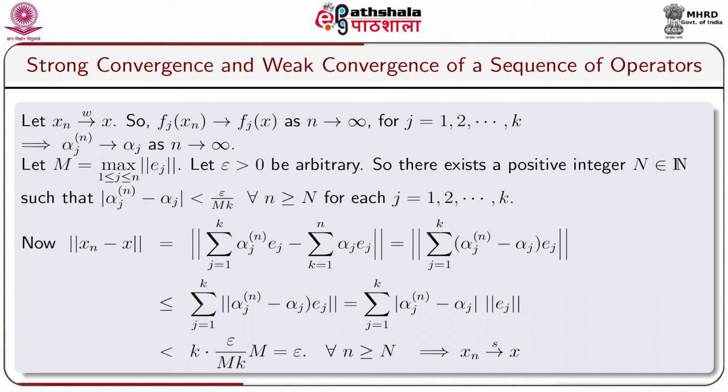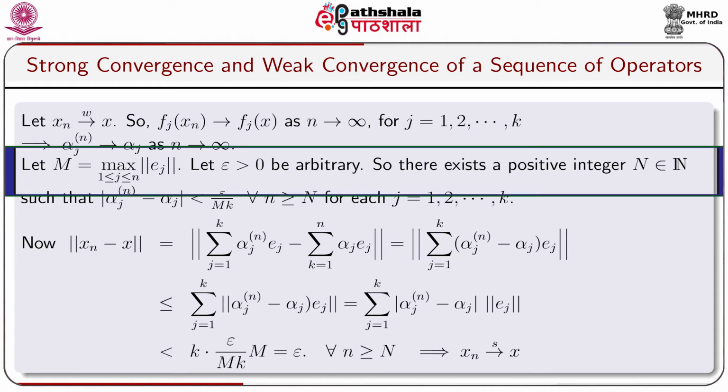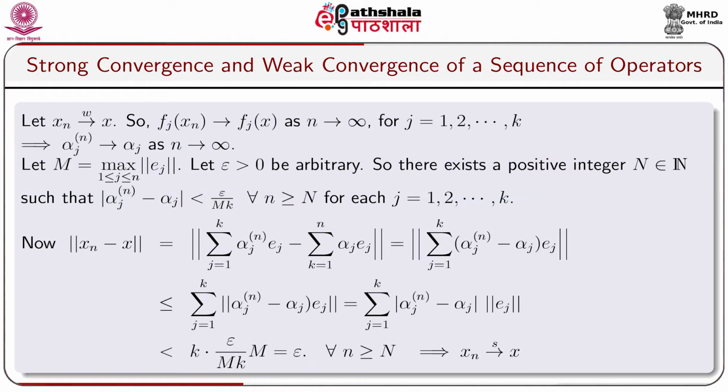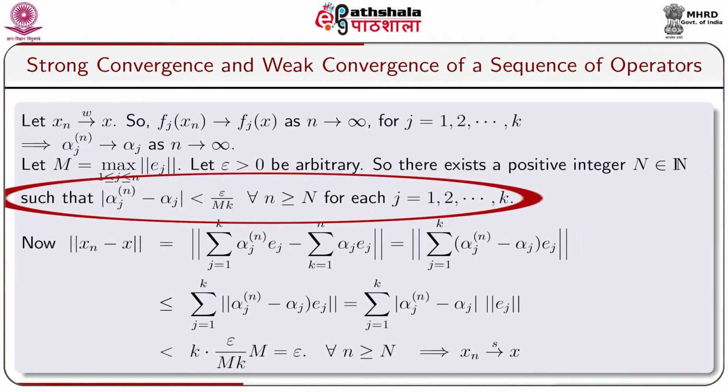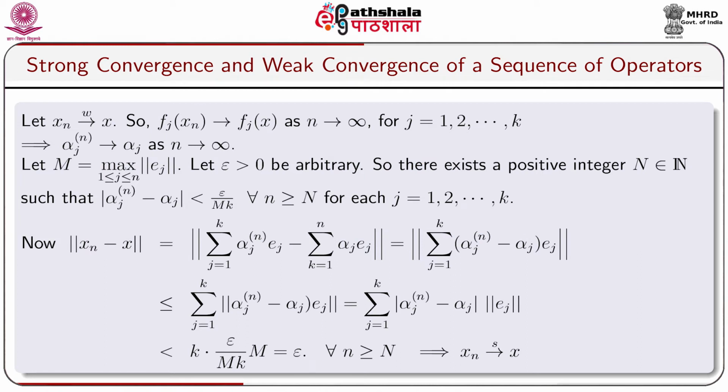Let Xn converge to X weakly. So, Fj of Xn converges to Fj of X as n tends to infinity for j equal to 1, 2 up to k. This implies that alpha jn goes to alpha j as n tends to infinity. Let capital M be equal to the max of norm Ej, where j is taken from 1 to k. Let epsilon greater than 0 be arbitrary. So, there exists a positive integer N belonging to the set of natural numbers such that modulus of alpha jn minus alpha j is less than epsilon by M into small k, for all n greater than or equal to capital N and for each j equal to 1, 2 up to k.